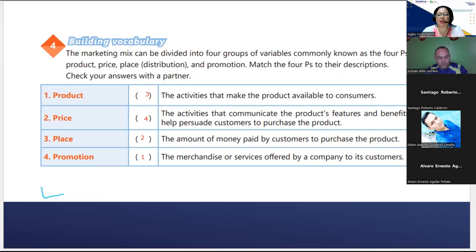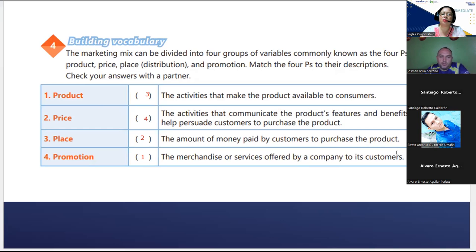Okay, thank you very much, guys. Now, please, Edwin, read product and its definition. Product, the merchandise or service offered by a company to its customers. Very good, thank you. Now, let's refine this pronunciation, okay? Product is the merchandise, or services offered by a company to its customers.